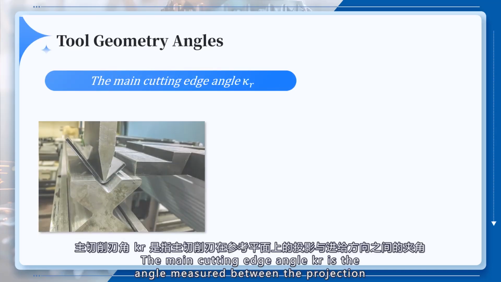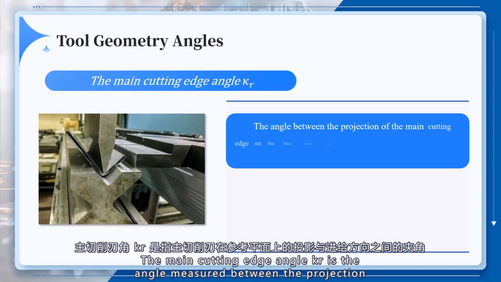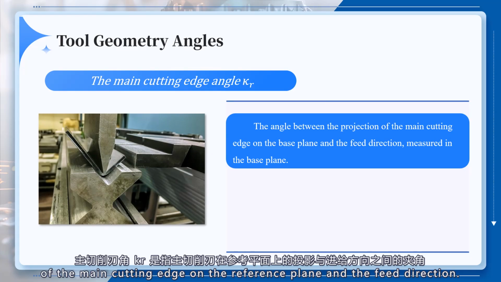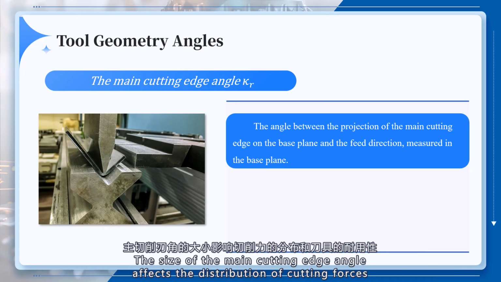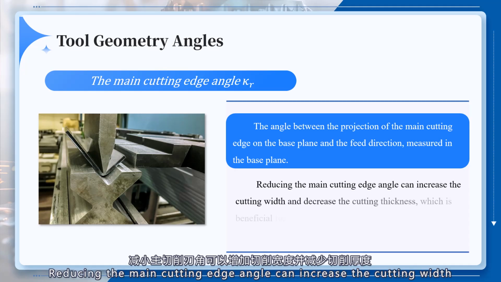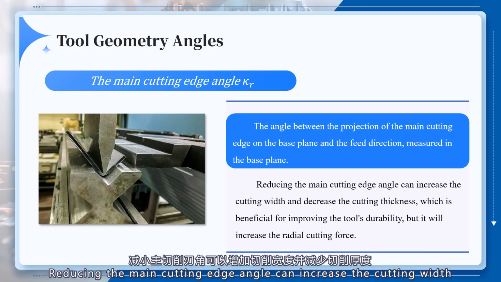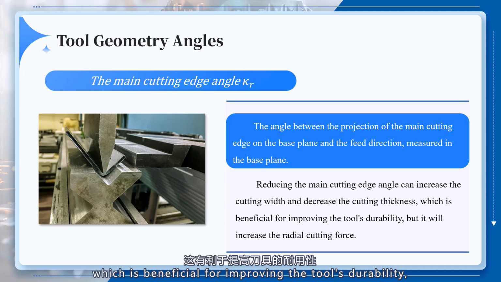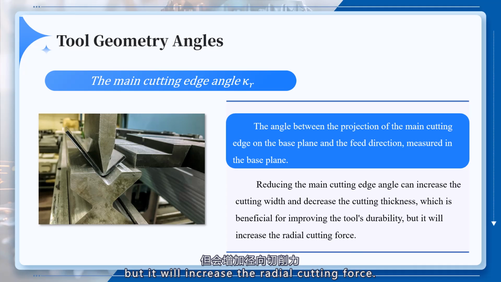The main cutting edge angle, Kr, is the angle measured between the projection of the main cutting edge on the reference plane and the feed direction. The size of the main cutting edge angle affects the distribution of cutting forces and the durability of the tool. Reducing the main cutting edge angle can increase the cutting width and decrease the cutting thickness, which is beneficial for improving the tool's durability, but it will increase the radial cutting force.